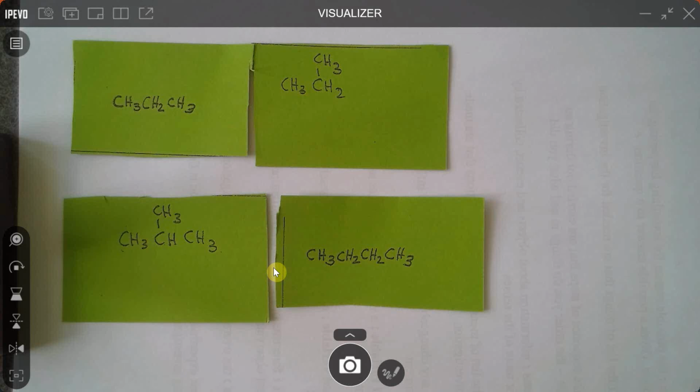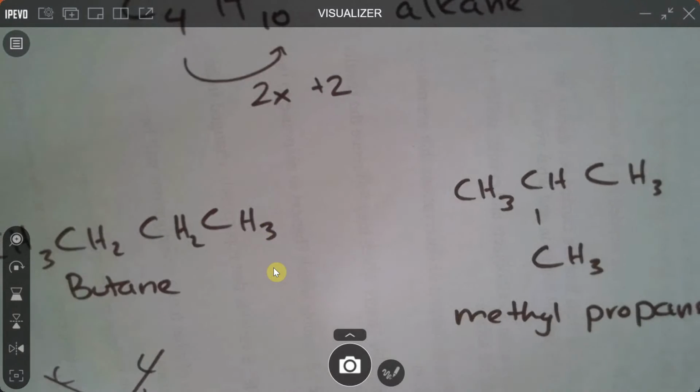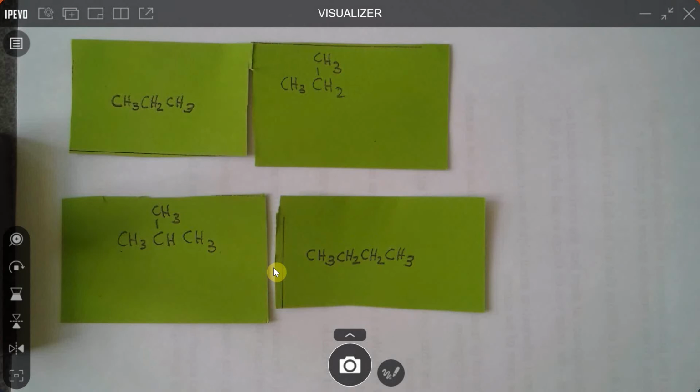And that's a good way to know whether or not you actually have an isomer. That was basically the example I did. Are we good?